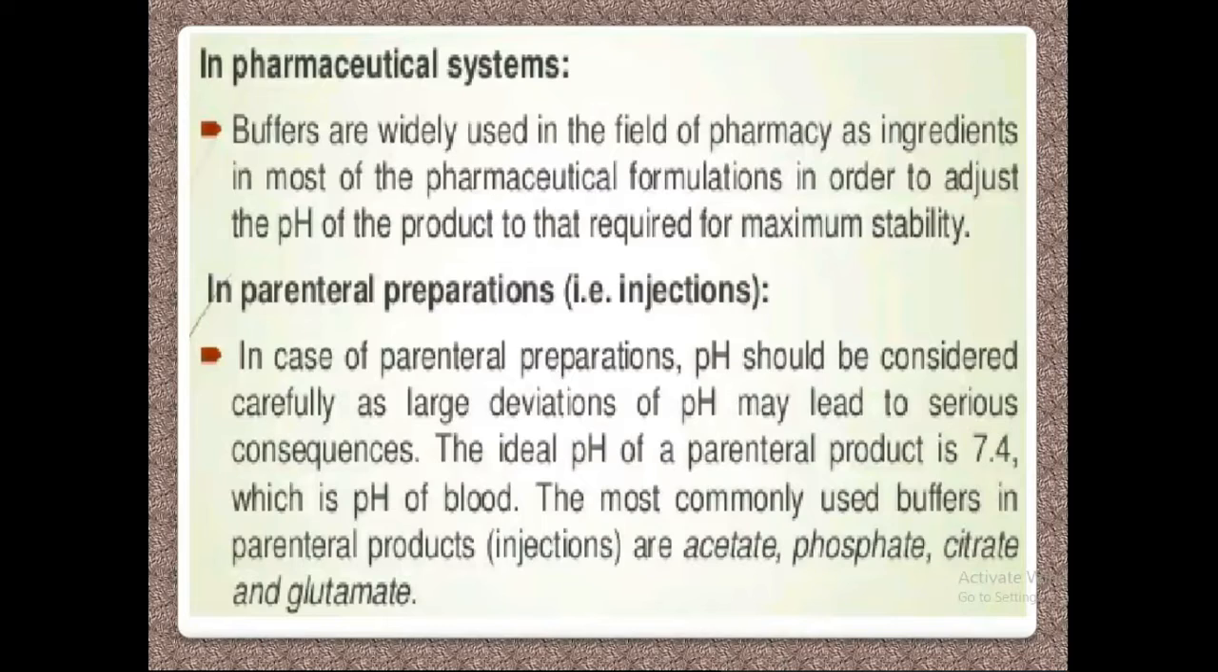So the most commonly used buffers in parenteral products, that is injections, are acetate buffers, phosphate buffers, citrate buffers, and glutamate buffers. They are all used in the pharmaceutical industry.